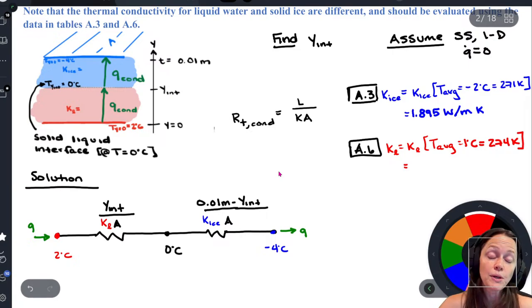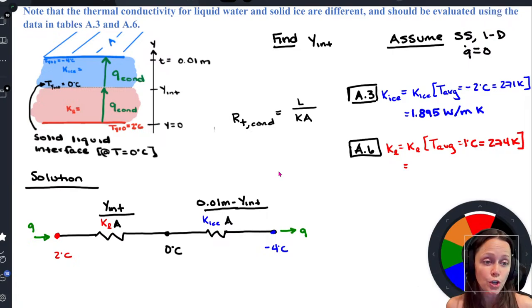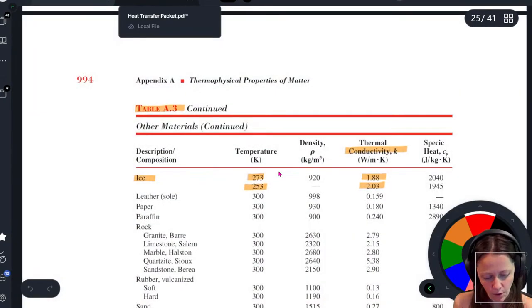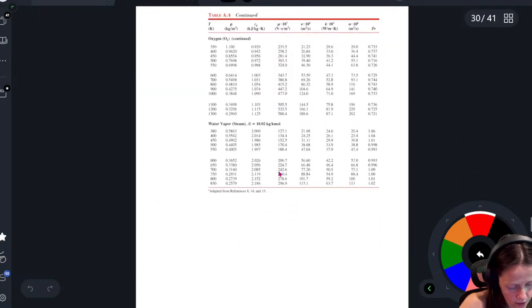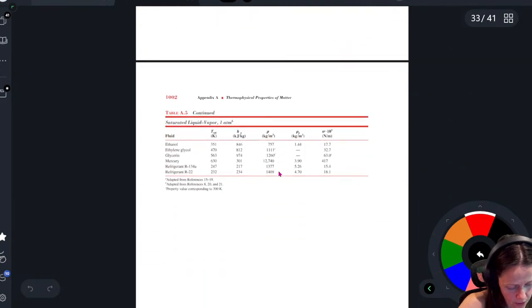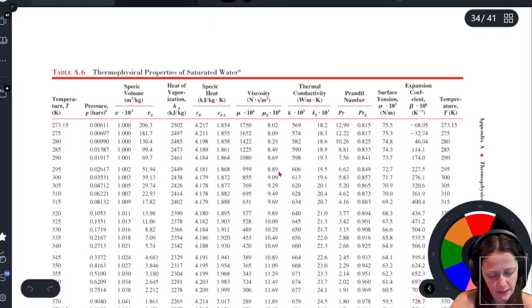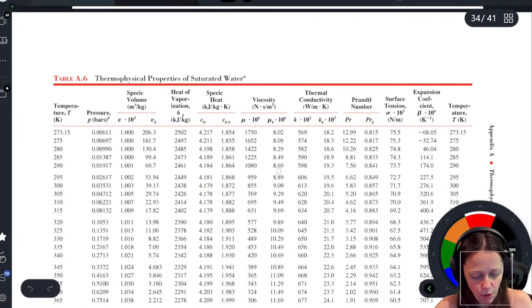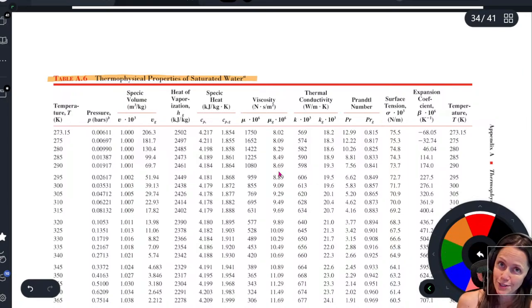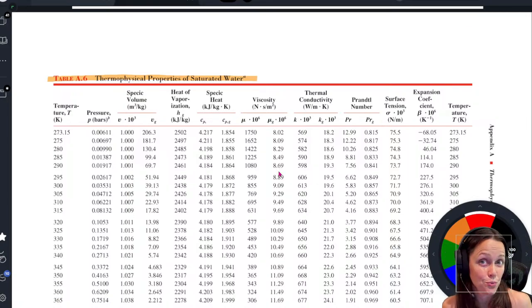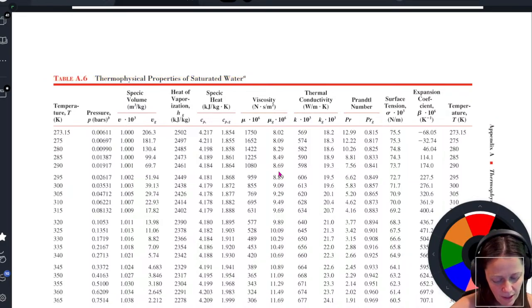Okay, and then we needed to look up liquid water. So we're going to go to table A6, which looks like your thermodynamic tables. In fact, they are thermodynamic tables, right, for water. So let's keep on going. This is table A6, thermophysical properties of saturated water. So these are your saturated water tables. Good times, right? It's all coming screaming back to you.